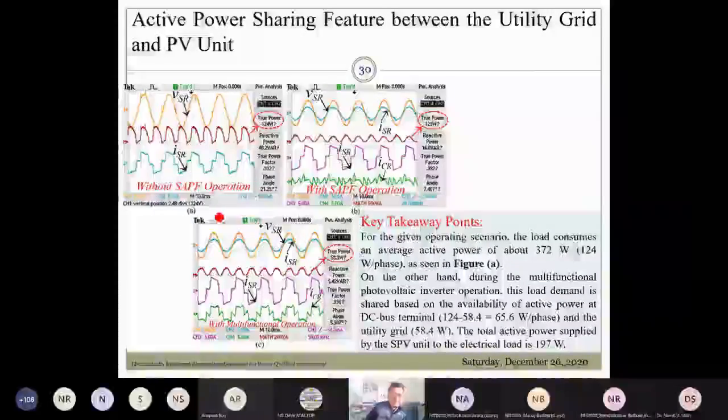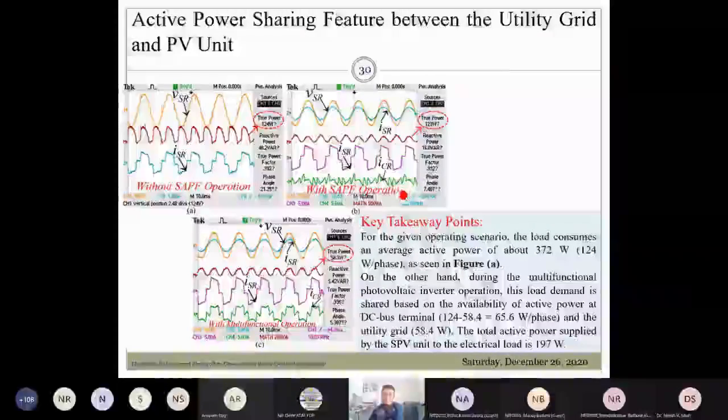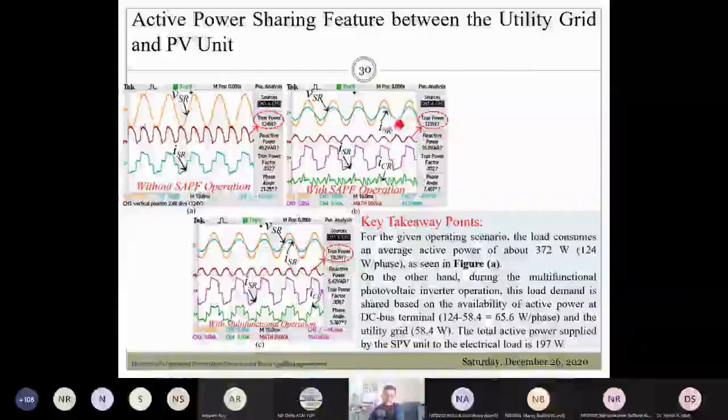So now let me show you the active power sharing feature. In this case, I have developed the downscaled hardware. My line-to-line voltage is 60 volts.